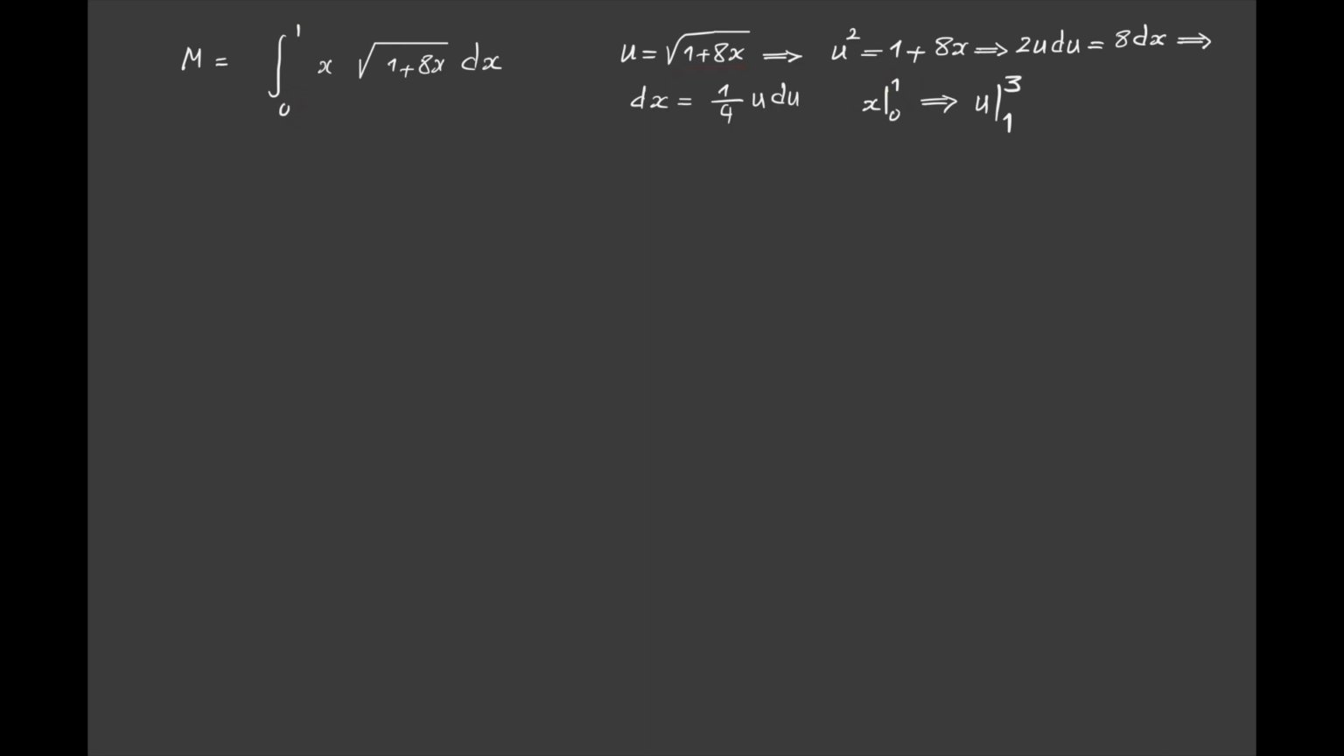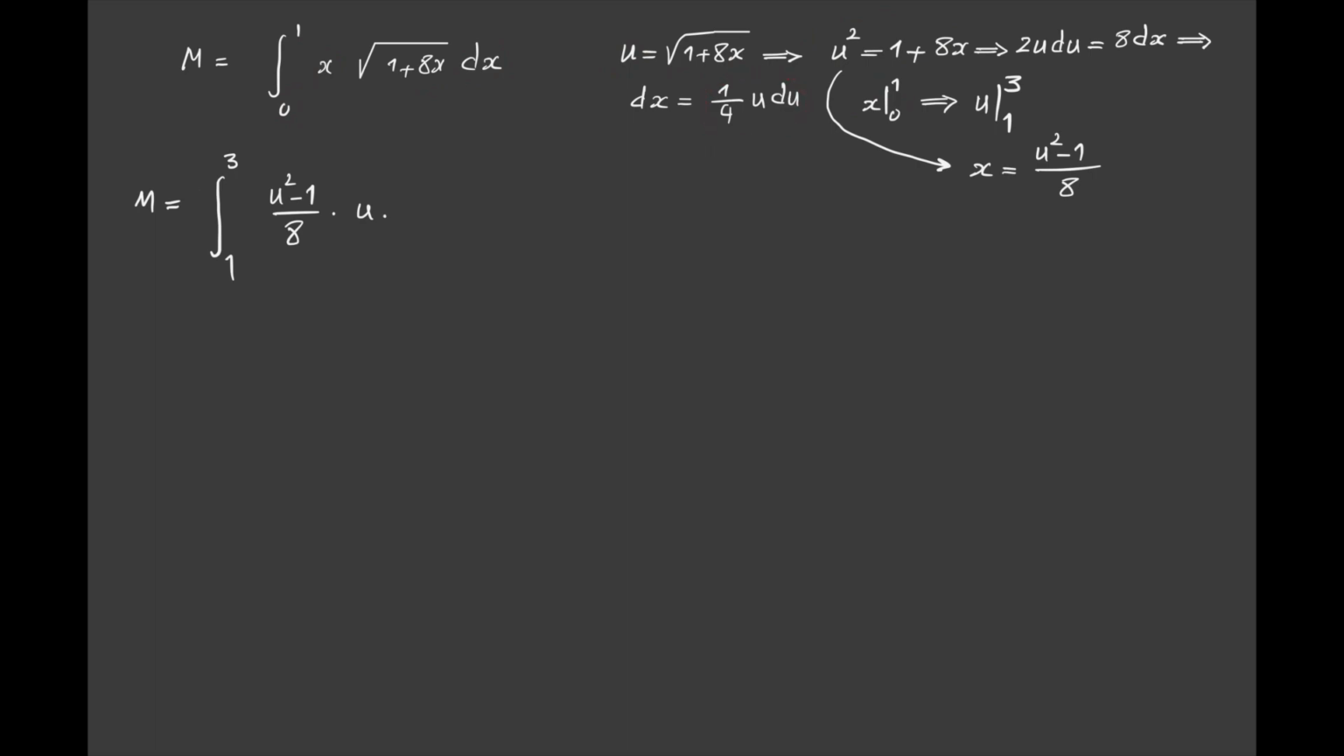Okay? And of course here I also need x in terms of u, but I take this and isolate x to find x in terms of u, and the result will be simply x is equal to (u squared minus 1) divided by 8. So this means that the m integral is the integral, instead of from 0 to 1, it goes from 1 to 3. Instead of x, I write (u squared minus 1) over 8 times, instead of the square root, I put u, and instead of dx, I put 1 over 4 u du.